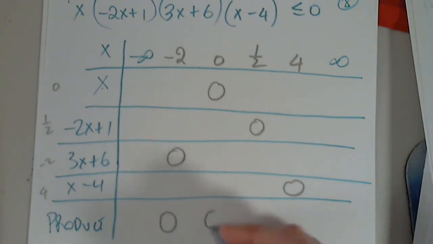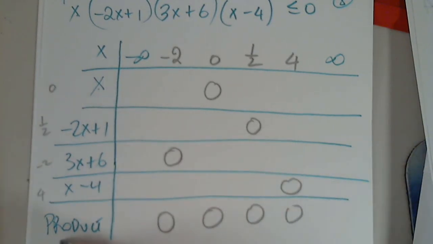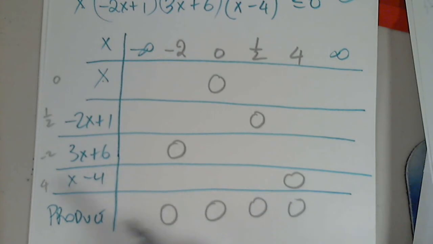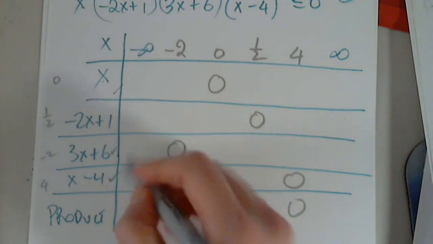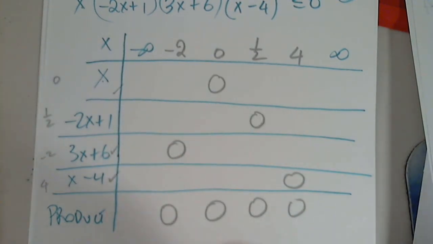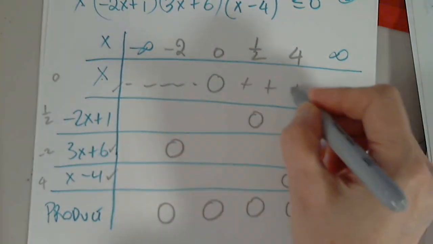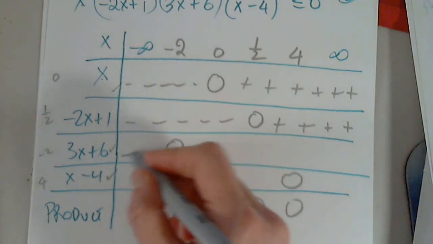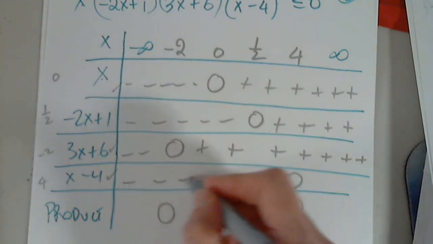The product, if it's a ratio, then I may have undefined. But if it's a product, the product will always be 0 when any of the factors is 0. Now, this and this and this, they have the same sign. They come from negative, go to positive. You don't have to plug in numbers unless you want to. You can go ahead, but it's a waste of time. See? See what I did?